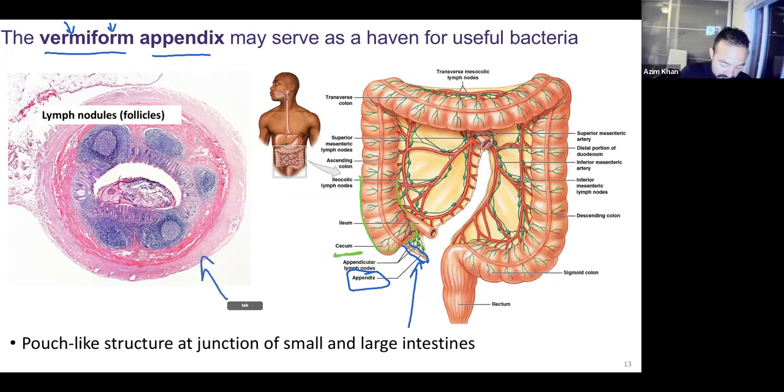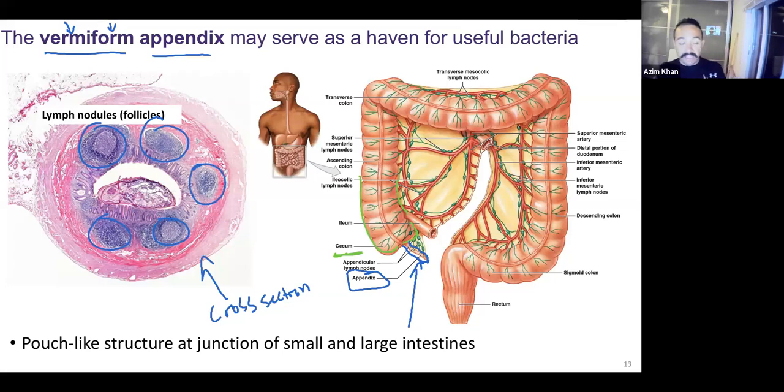You can see a cross section here, and you can see lymph nodules in the histology here in the submucosa. So the appendix is this pouch-like structure at the junction of the small and large intestines. It can serve, when working properly, as a way to filter out pathogens, and it may store useful bacteria, the probiotics, the good bacteria that can help us digest stuff.